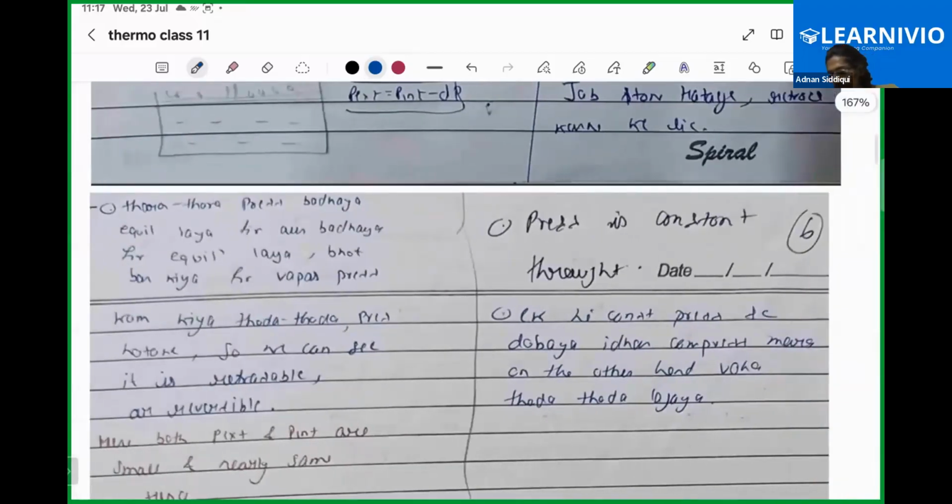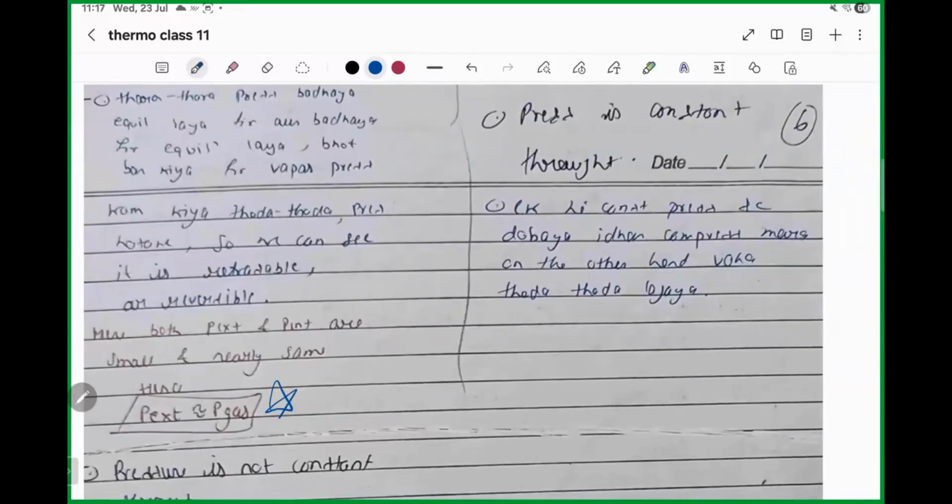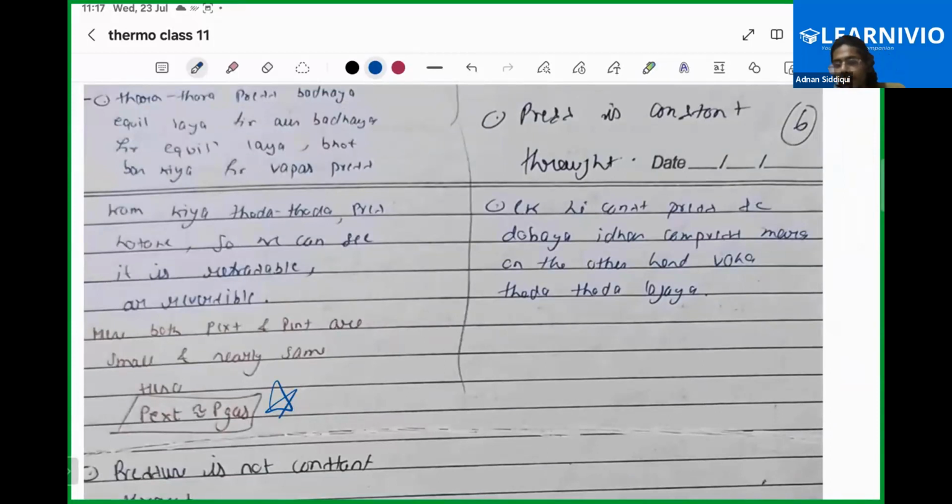Here it's understandable: P external and P internal are small and nearly same. This is very important. I am going to use this sum, so keep this in mind. P external is approximately equal to P of gas, that means P internal. They are nearly same for reversible only.